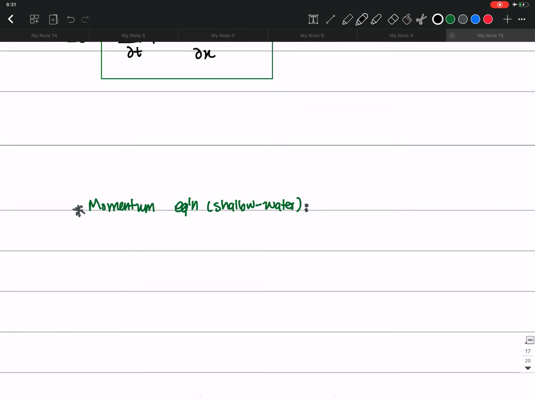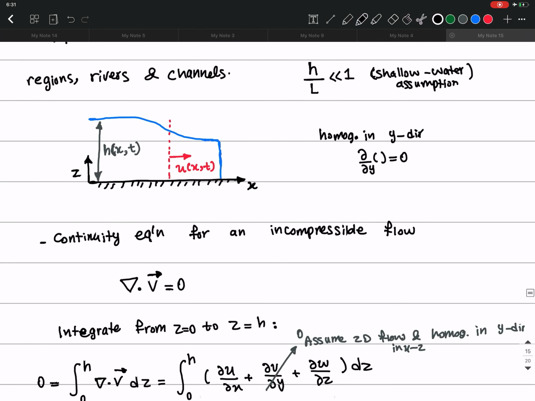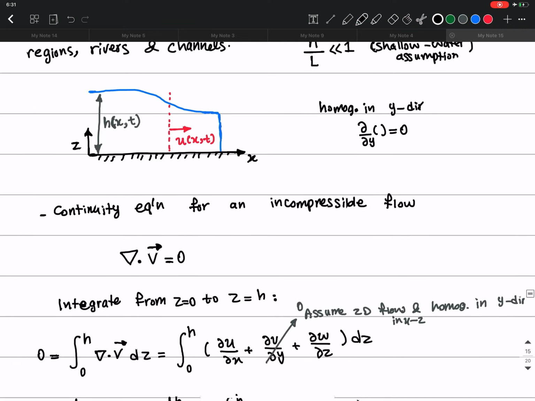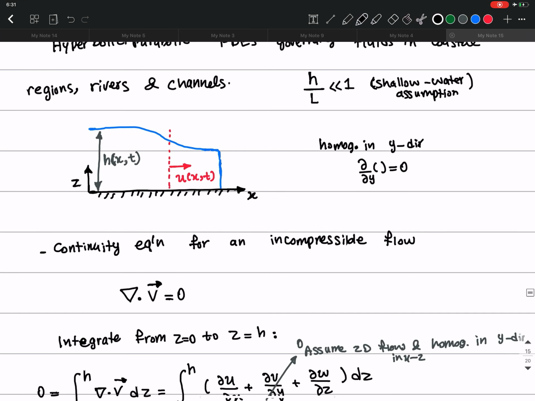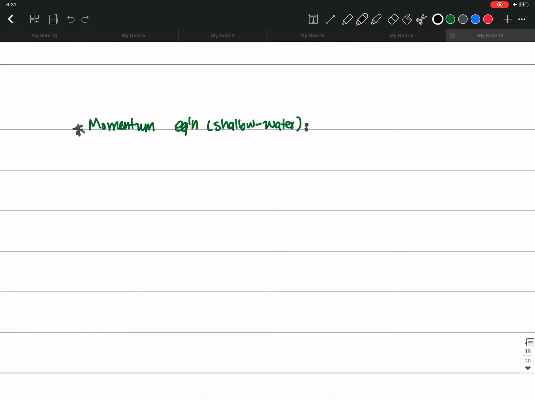Okay, so again, because this is a two-dimensional flow, I am going to only write the shallow water equations for the x component here, because that's the most important one. And also we have homogeneity in the y direction, meaning that in the span-wise direction everything is homogeneous. So I'm not gonna write the momentum equation in that direction. So let's get started.